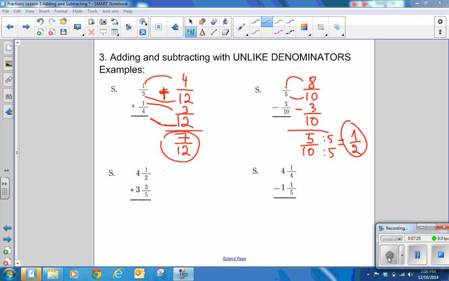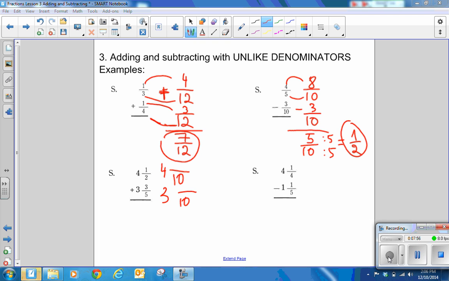Now we do the same if we have to add or subtract mixed numbers. So first I will copy the whole number and I'm going to set up changing the denominator. What's the least common denominator for 2 and 5? So 5 times 2 is 10. That goes into 2 as well, so my least common denominator will be 10.